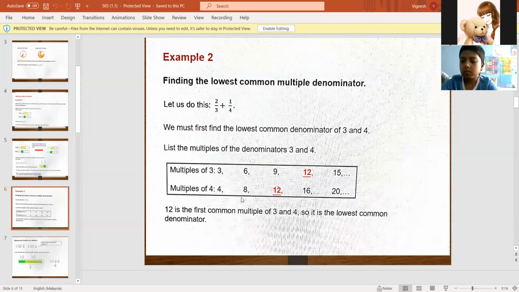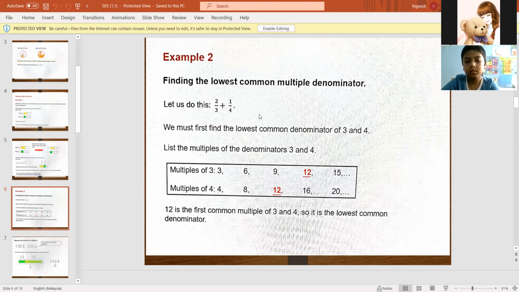So how about the multiples of 4? 4, 8, 12, 16, 20, 24, 28, 32, and so on. Correct or not? Yes. Okay, so the 12 is the first common multiple of 3 and 4. So it is the lowest common denominator. Correct or not? It depends on you lah.